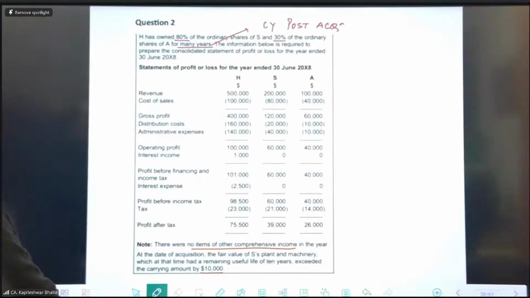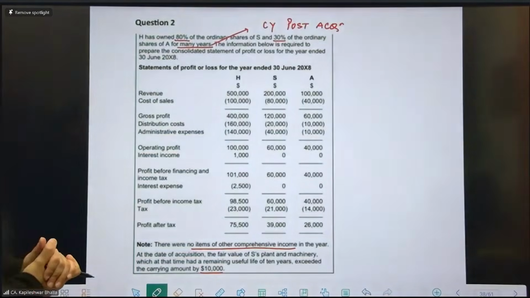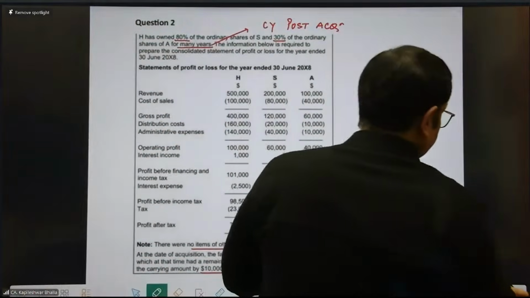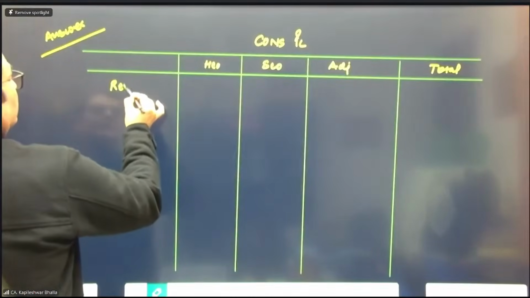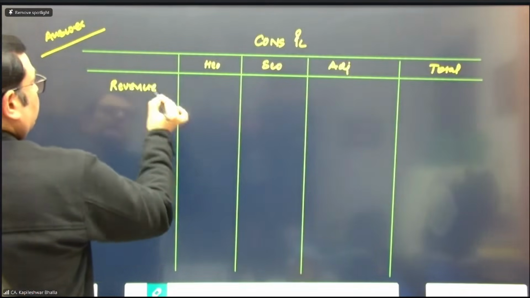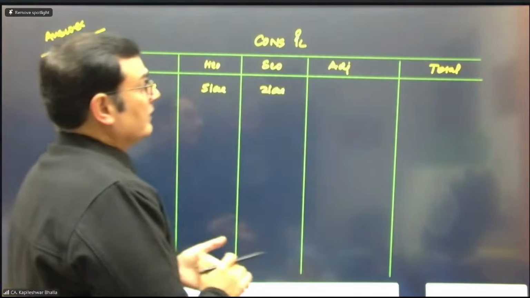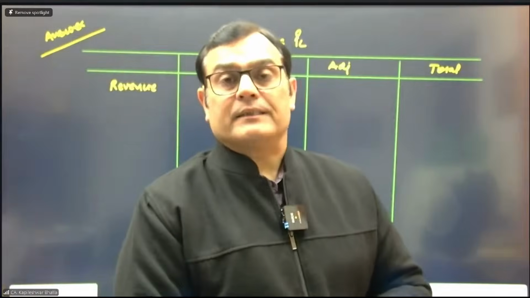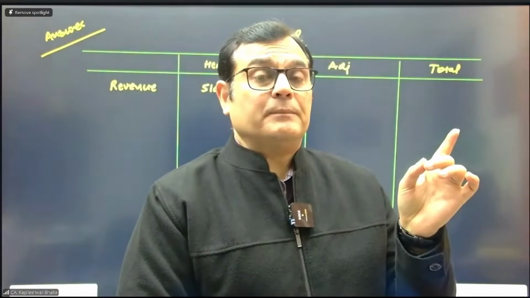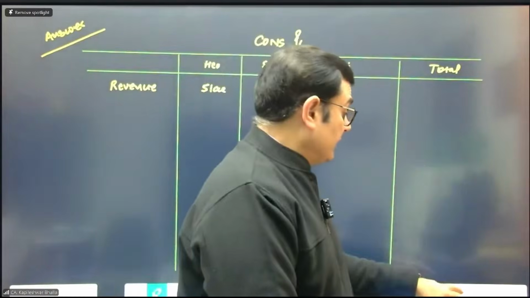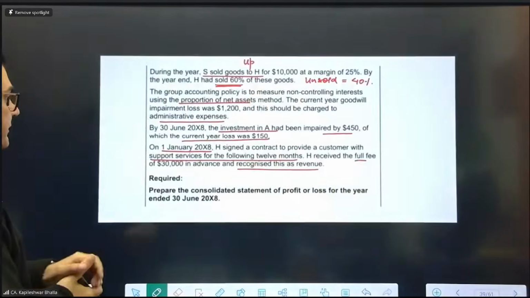Let's begin with the revenue data. I am given the revenue data, that is 5 lakhs and 2 lakhs. So the revenue is 5 lakhs for the parent and 2 lakhs for the subsidiary. Now there are two adjustments required in terms of revenue. One is the intercompany sale and purchase between the parent and subsidiary, and one is the incorrect recording by the parent. Let's first take care of the incorrect recording by the parent.